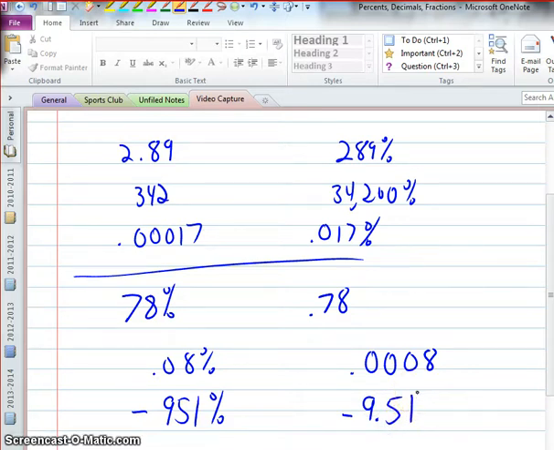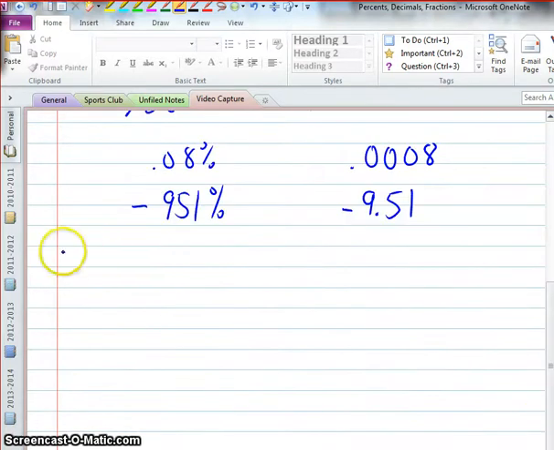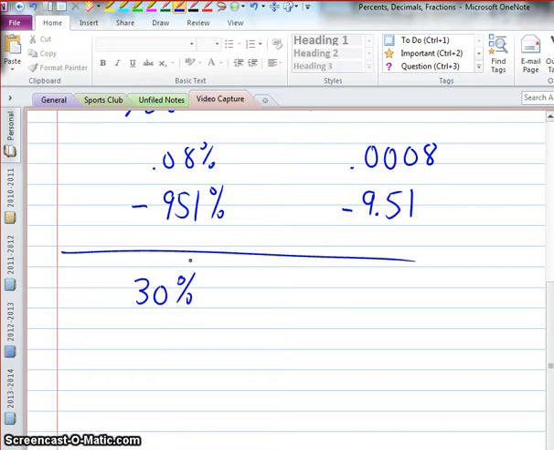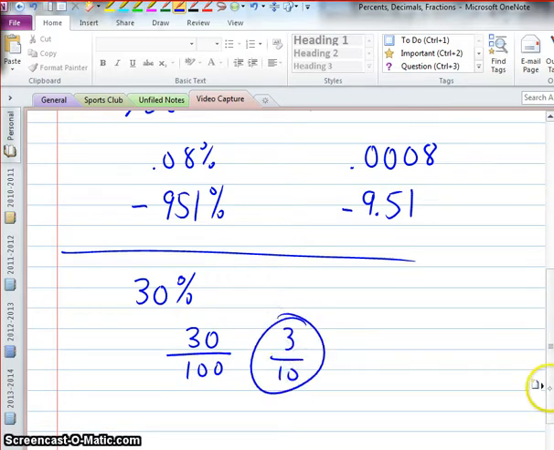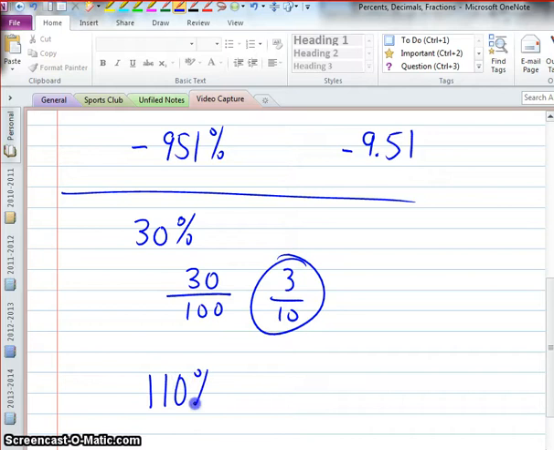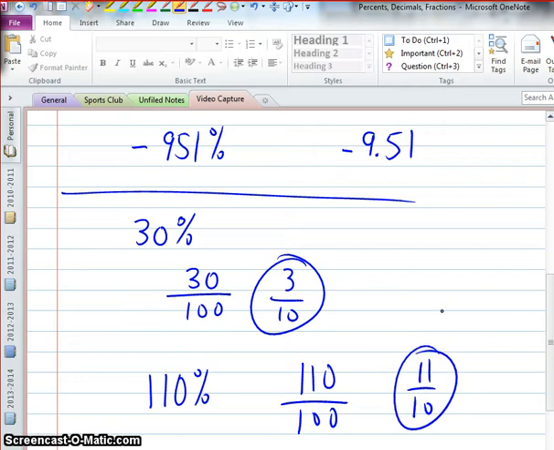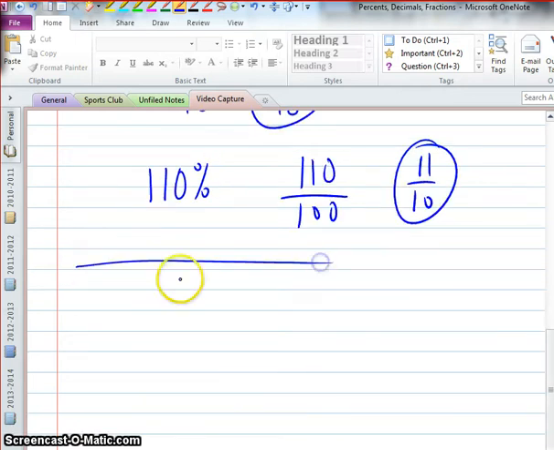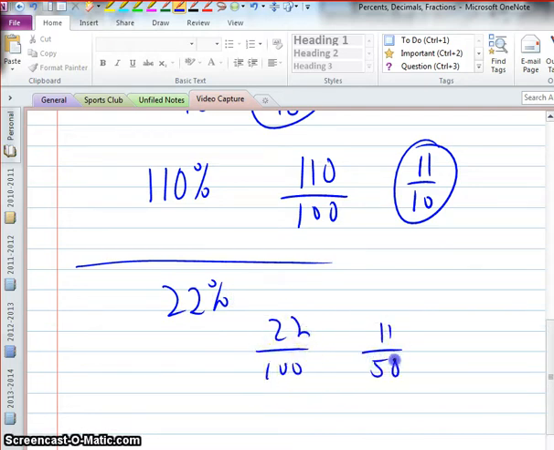Converting percentages to fractions means taking away the percentage sign and placing it over 100. So if, say, you had the number 30% and you wanted to know how do I make that into a fraction, get rid of the percentage sign, put it over 100, and simplify. So a couple other examples. 110% becomes 110 over 100, which is 11 over 10. 22%, 22 over 100, which is 11 over 50.